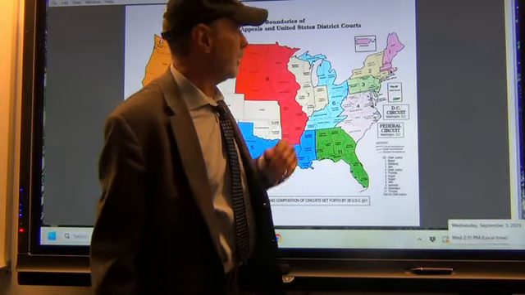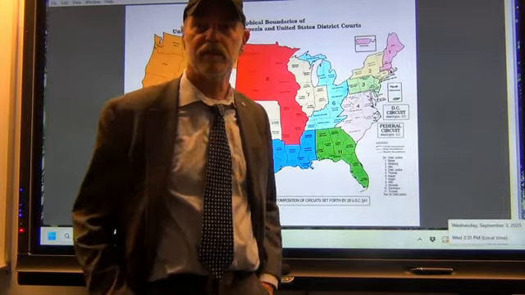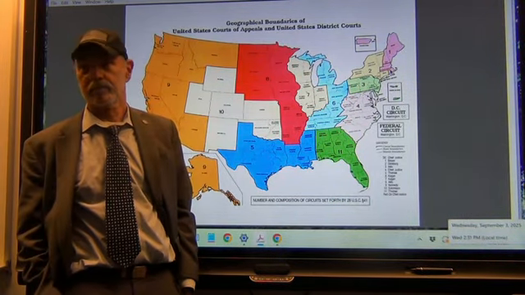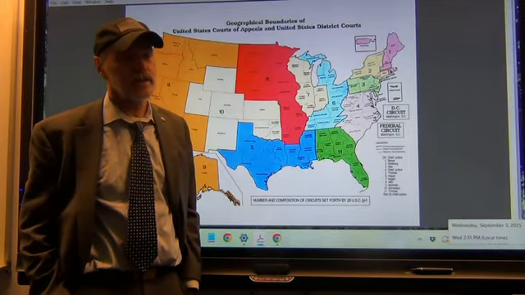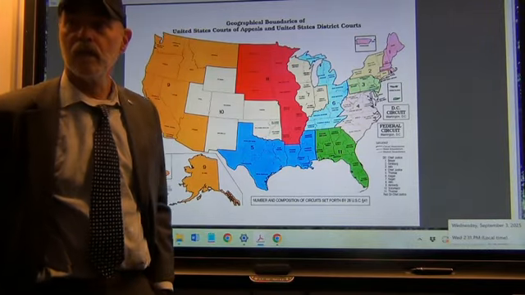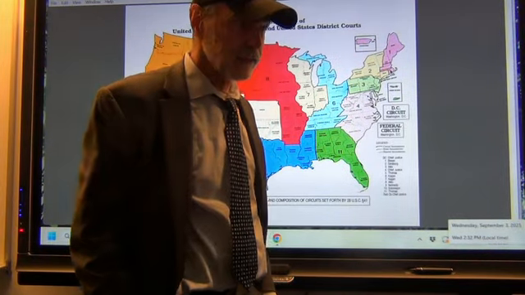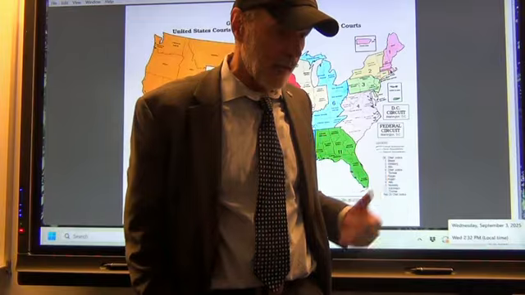What about us up here in this tight little corner? What circuit are we in? Can anybody see from the map? These are, actually this is not on Brightspace yet, but it will be. Yeah, two. We're in the 2nd Circuit, United States Court of Appeals for the 2nd Circuit. So this one I don't have to look at the map to tell you.